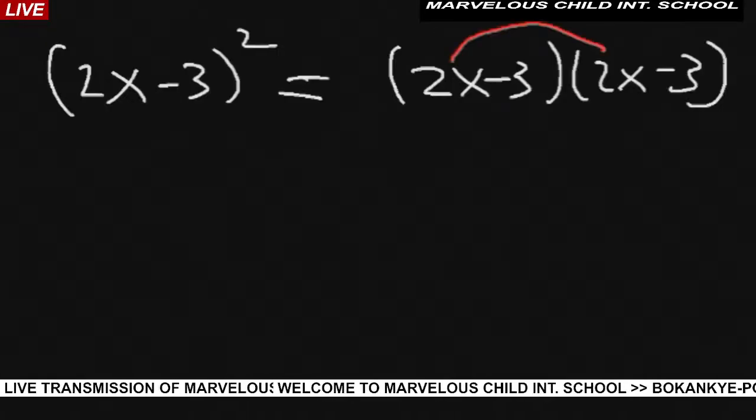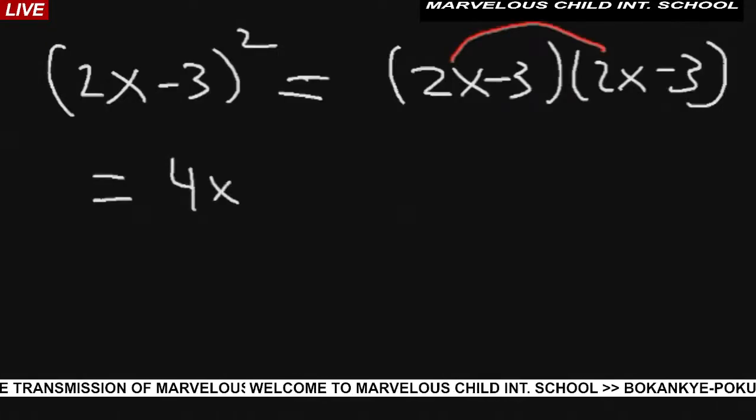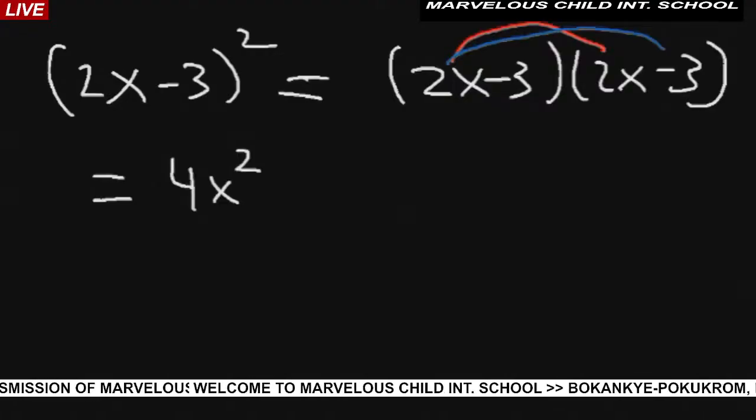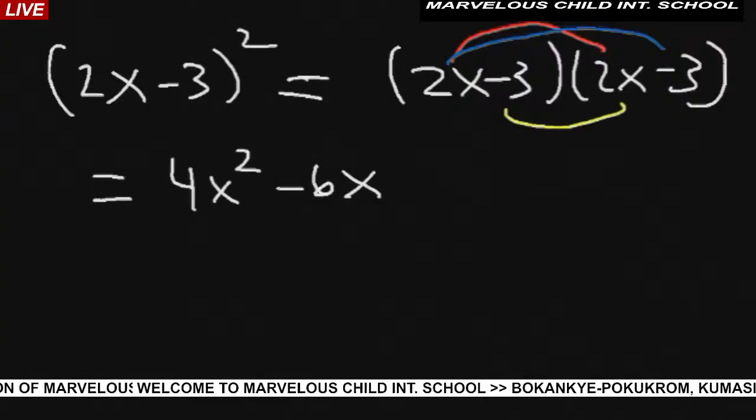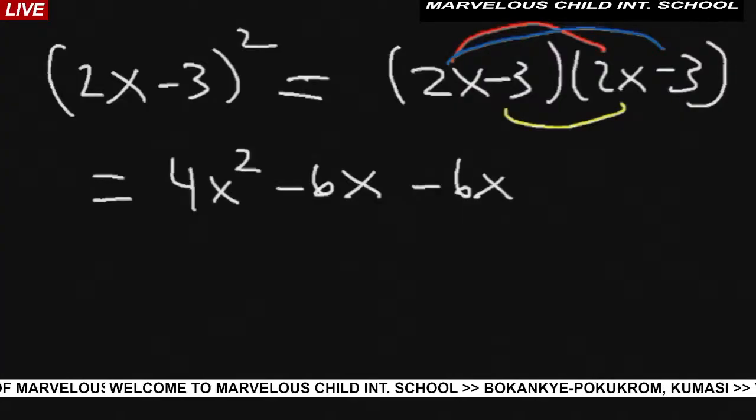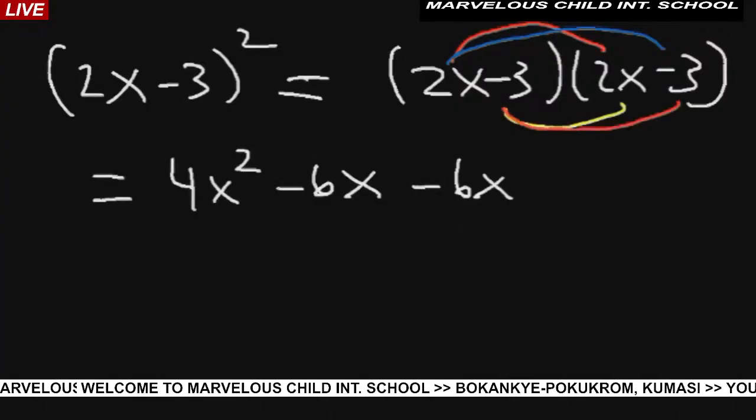2x times 2x is 4x squared. 2x times negative 3, that's negative 6x. Negative 3 times 2x is also negative 6x. And finally, negative 3 times negative 3, two negatives.